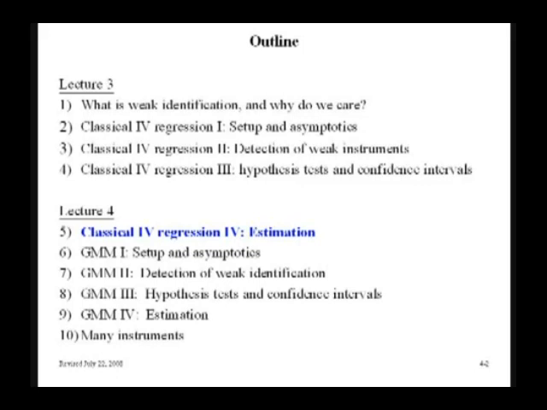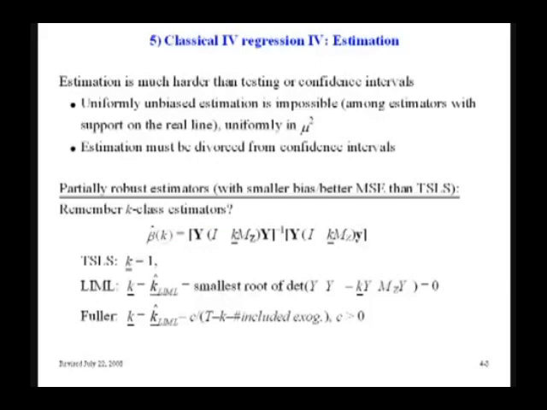So I made a statement that might have seemed a little bizarre, which is I said that hypothesis testing and confidence intervals for the single included endogenous regressor problem in IV are solved problems, and we have essentially something that's uniformly optimal, which is really unbelievable. But estimation is really hard, and we don't know how to do it. So how can that be? Well, let me pose the question to you.